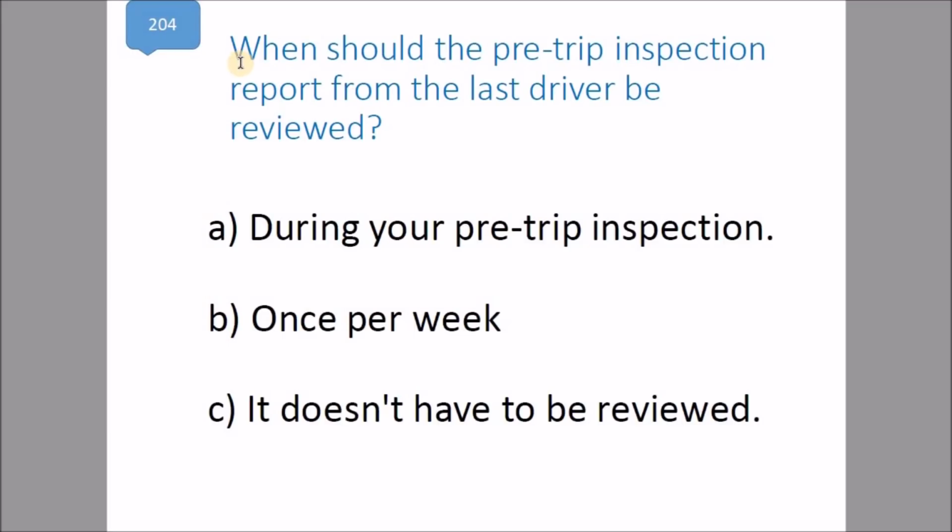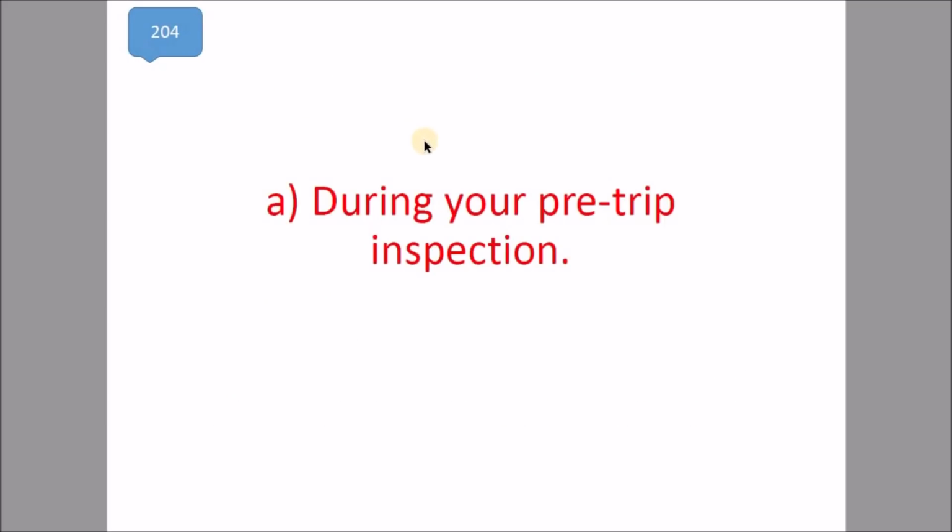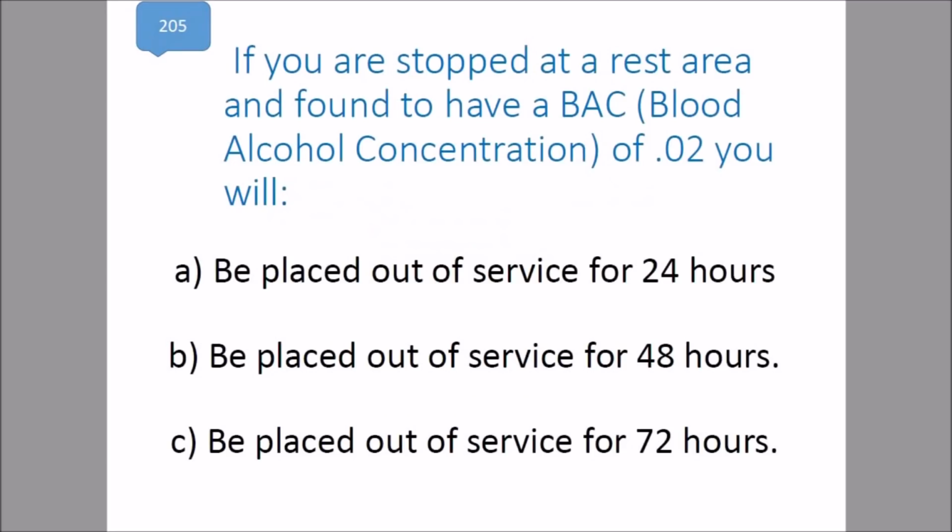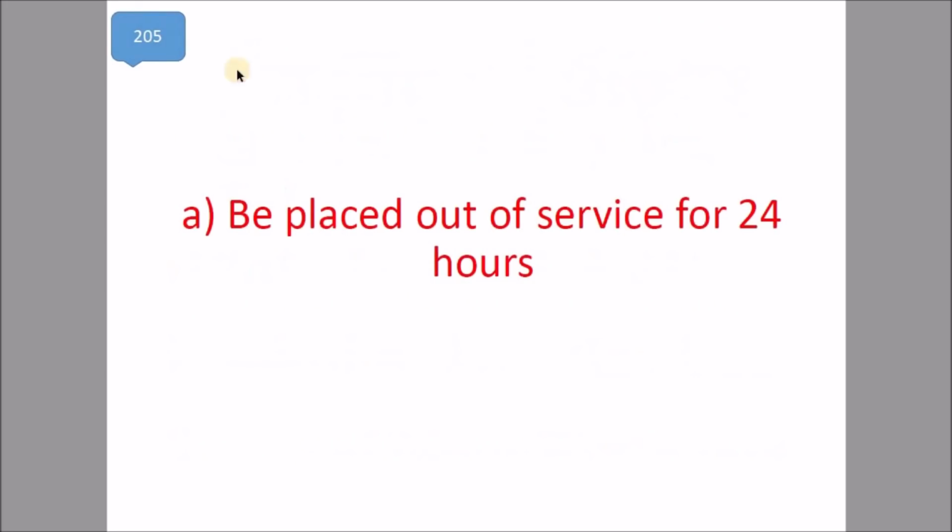When should a pre-trip inspection report from the last driver be reviewed during your pre-trip inspection? That is correct, during your pre-trip inspection. If you are stopped at a rest area and found to have a BAC, blood alcohol concentration, of 0.02, you will be placed out of service for 24 hours. That is correct. You will be placed out of service for 24 hours.